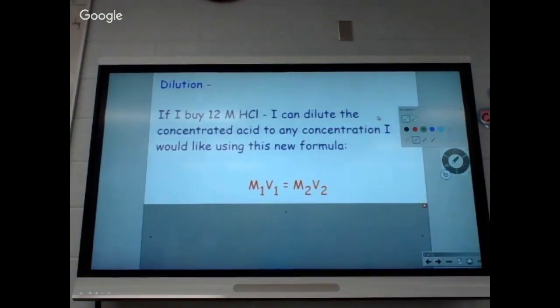So what are the M and the V going to stand for in that formula? I think it's pretty obvious. What's the M stand for? In that orange formula, what's the big M? Molarity. Molarity, and what's the V? Volume. Right, and it works just like a gas law.